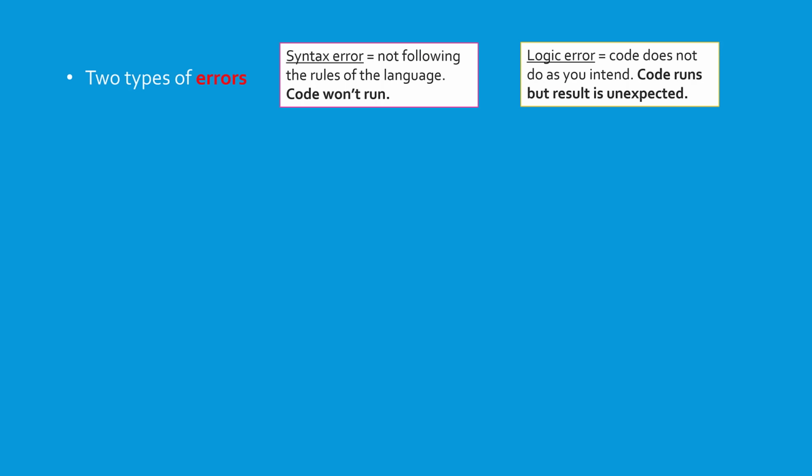A syntax error is where you've not followed the rules of your language, you've missed off a colon, you've put it in lowercase when it should be uppercase, etc. And so the code won't even run. Whereas with a logical error, the code does not do as you intend. It does run, just it doesn't quite do what you want it to do.